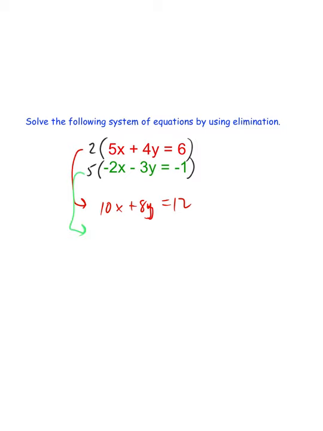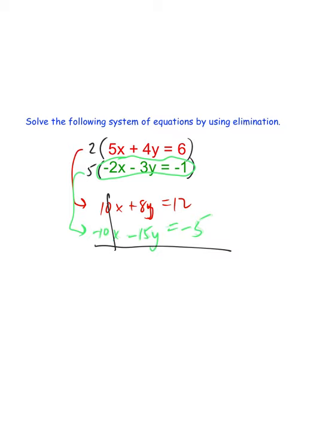is now 5 times negative 2 is negative 10x. 5 times negative 3 is minus 15y. And 5 times negative 1 is a negative 5. Sorry, that got to be very light there. But now I can take this, oh, that's because I was using the highlighter. Okay, so that's negative 10x minus 15y equals negative 5, which again is just every value in this equation multiplied by 5.